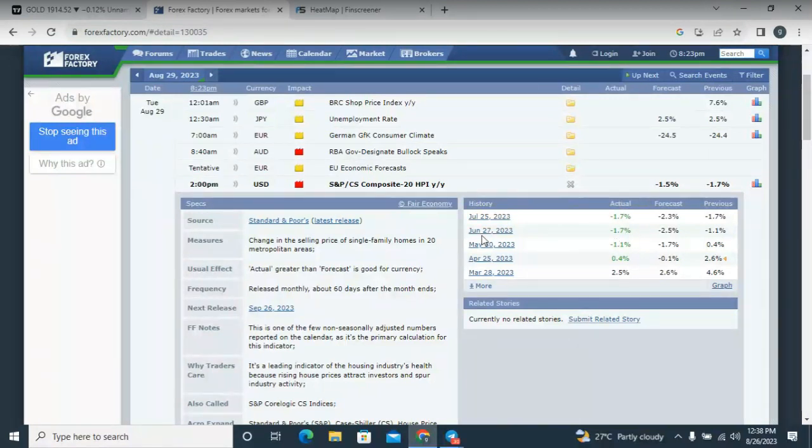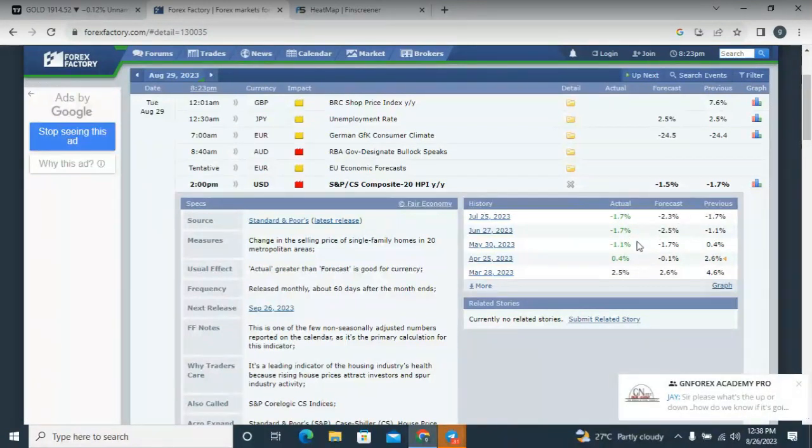Then the month of June. The previous, which is the month of May, was 1.1. Then the forecast said it will go up to 2.5%. It went up, but it did not even reach there. It went up to 1.7%. Understand?